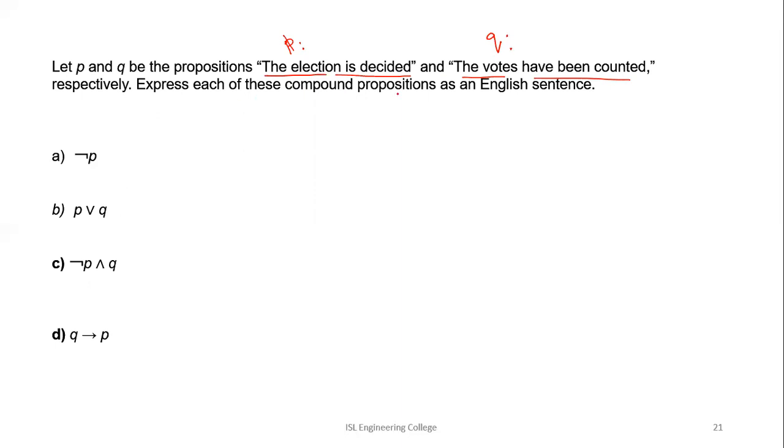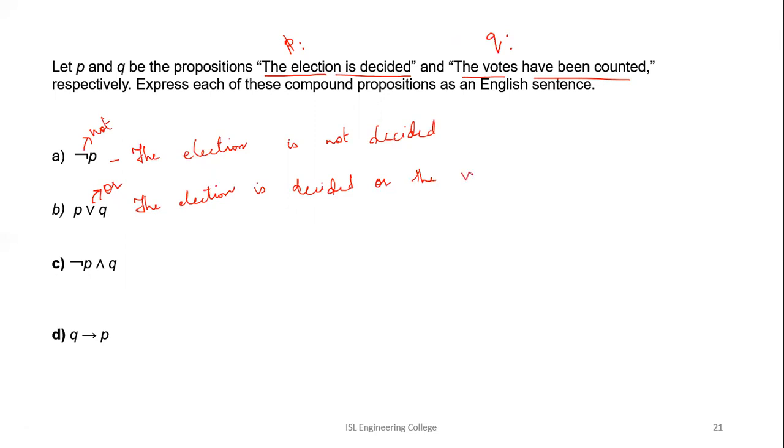Now, we have to express each of these compound propositions as an English sentence. Negation of P. The statement P is the election is decided. Negation will be applying a not. So negation denotes not. So over here, negation of P will be the election is not decided. Another example, P or Q, and this is disjunction. So this is or. Now you have to take both the statements and join them with an or. So the election is decided, or the votes have been counted.